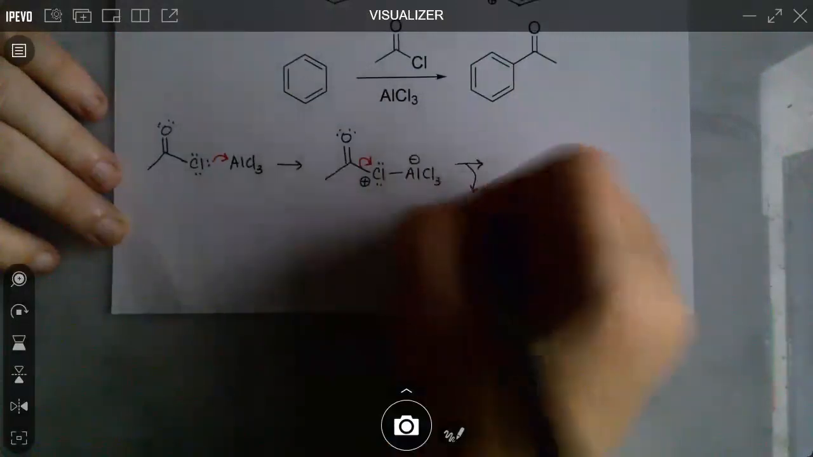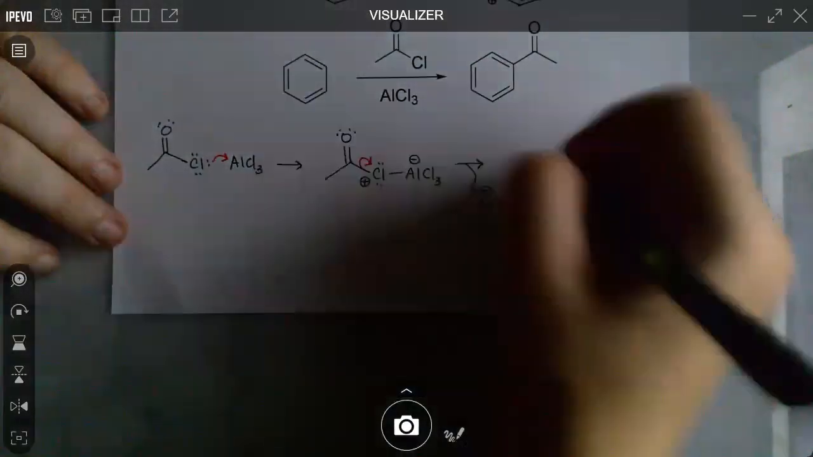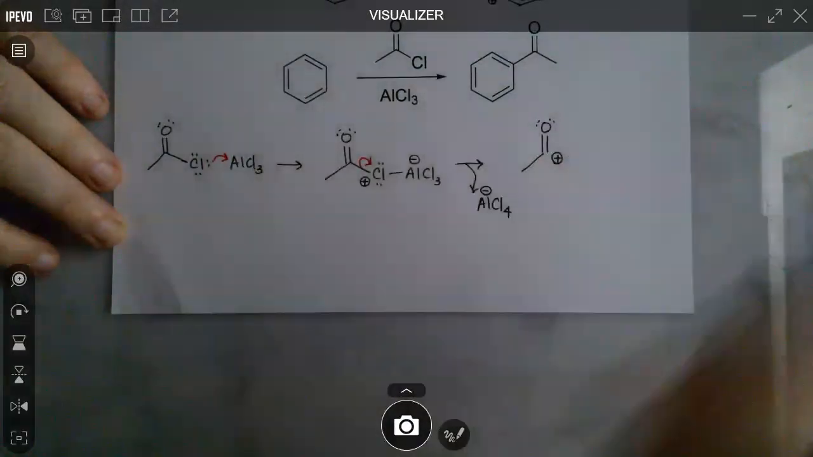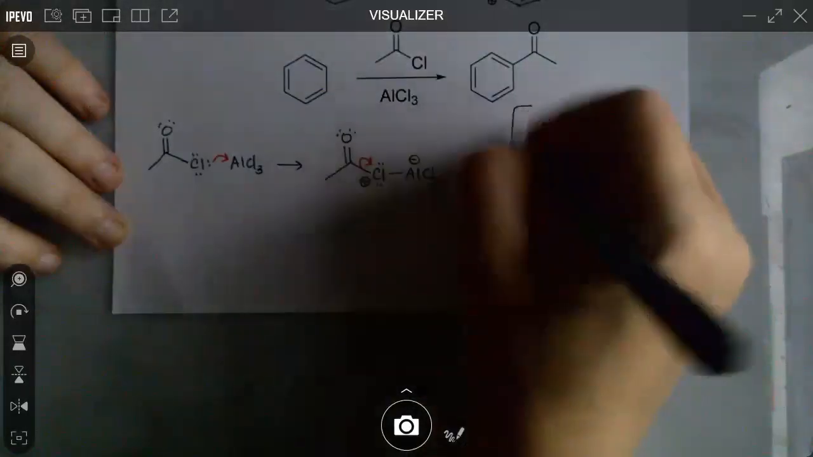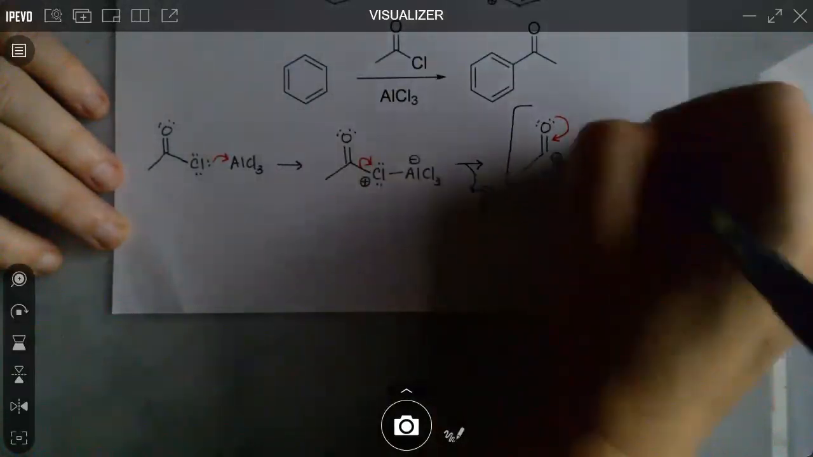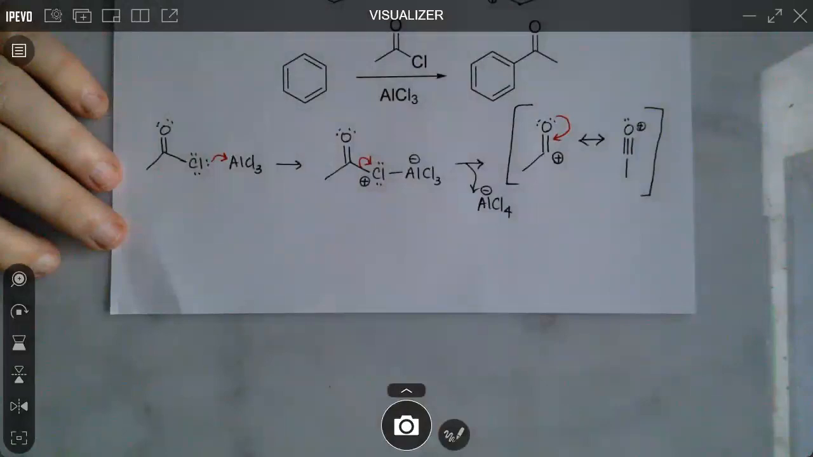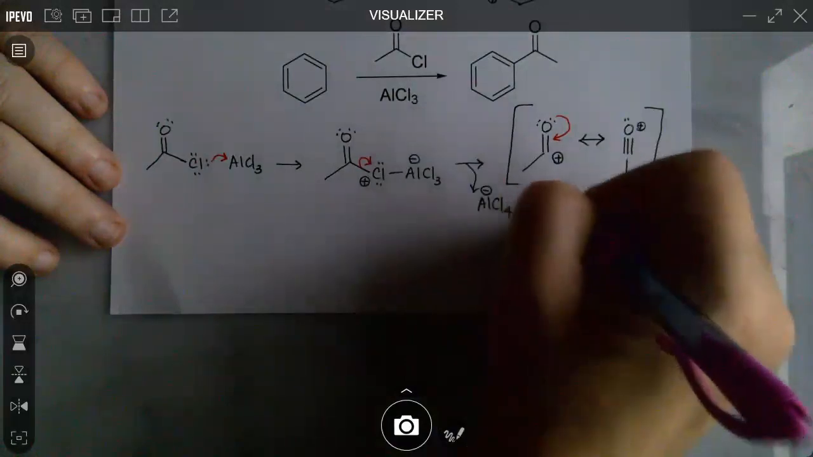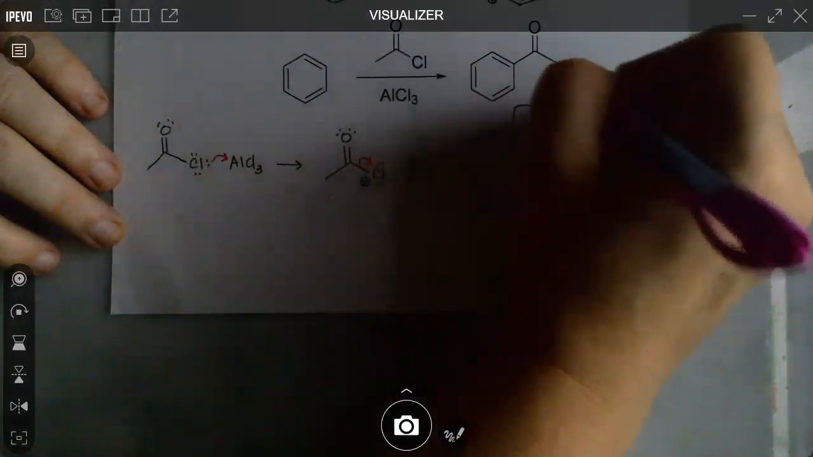That is going to form the aluminum tetrachloride byproduct. And then we will form the active electrophile, which is resonance stabilized. So I'm going to draw in brackets my resonance arrow. And then because I'm forming a triple bond here, I'm going to draw this in a linear fashion. Right? And we call this the active electrophile, which is known as the acylium ion.